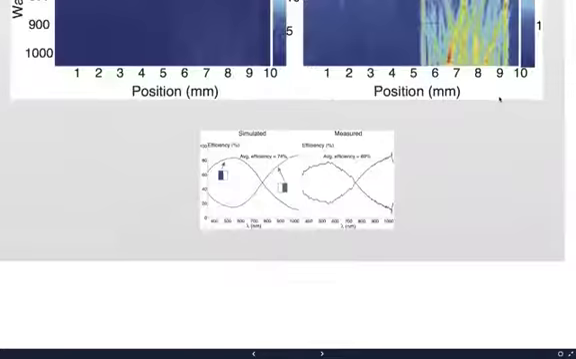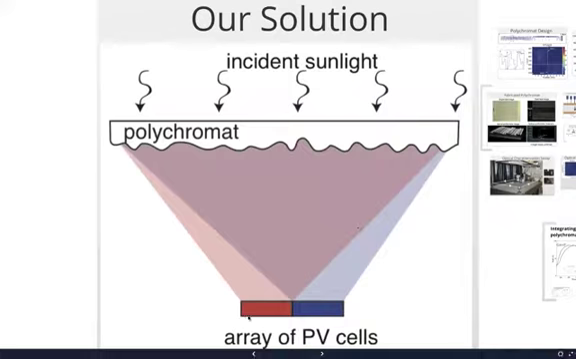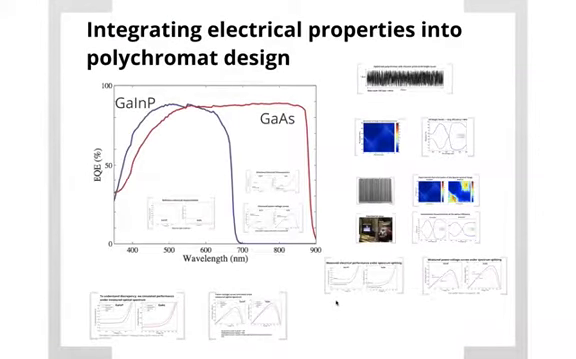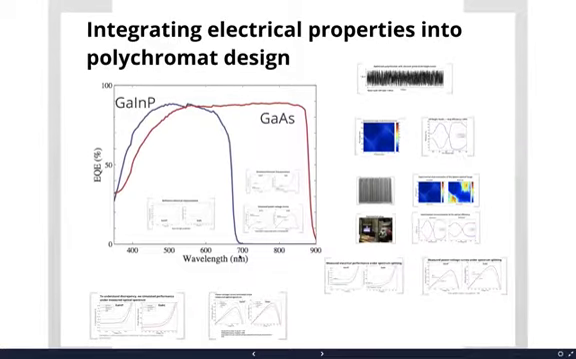Not perfect, but pretty close. Now we can put the solar cells and do electrical measurements, and this is what it looks like. So in this example, we used two different materials, gallium indium phosphide and gallium arsenide. And we can look at the performance of the materials by looking at the external quantum efficiency.